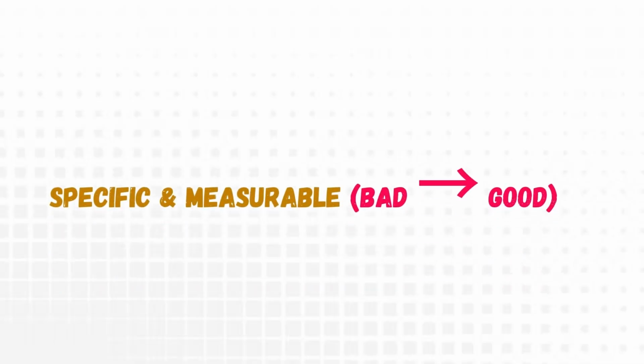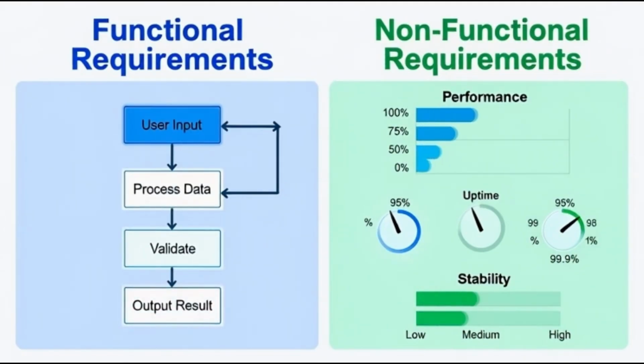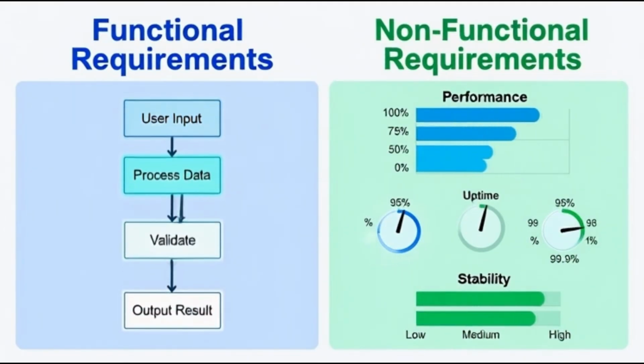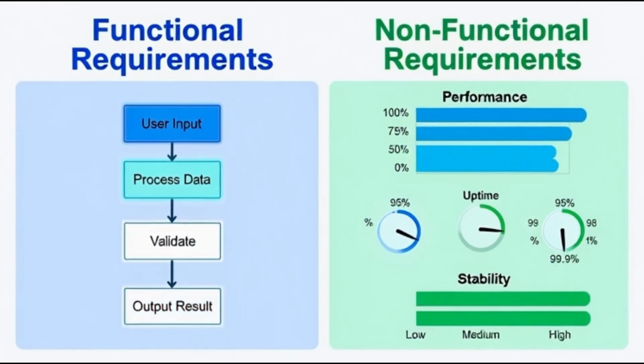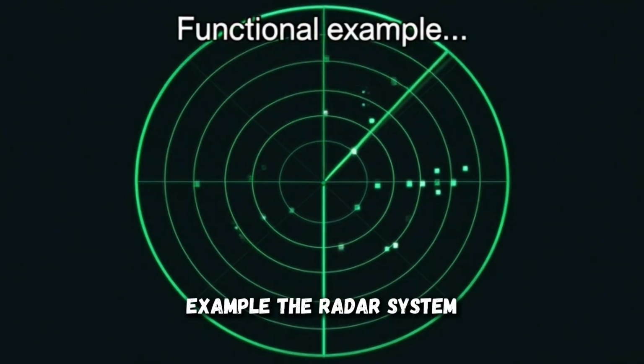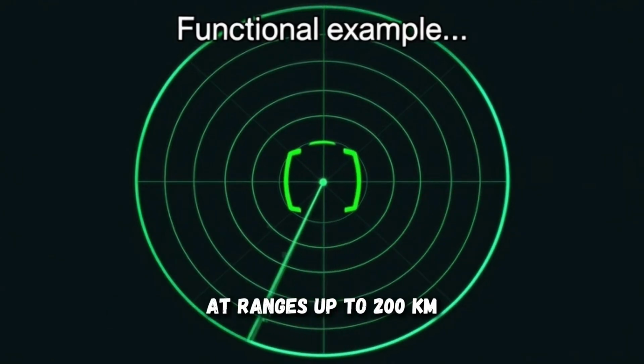Be specific and measurable. Bad to good. Bad: the system shall be secure. Good: the system shall implement multi-factor authentication and lock user accounts after no more than 5 consecutive failed login attempts within a 15-minute period. Separate functional and non-functional requirements. Functional: what the system does, behaviors, capabilities. Example: the radar system shall detect and track airborne targets at ranges up to 200 kilometers.